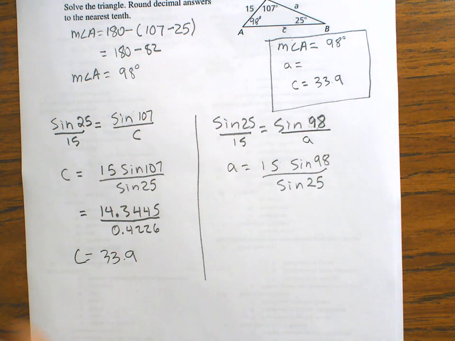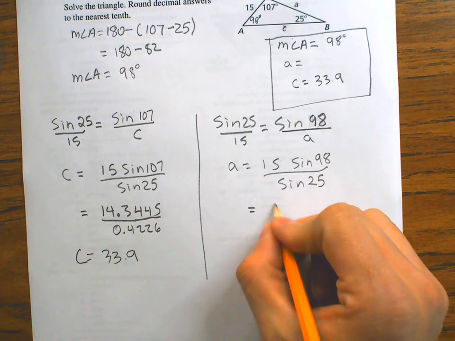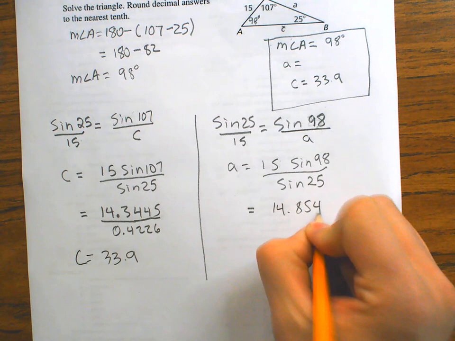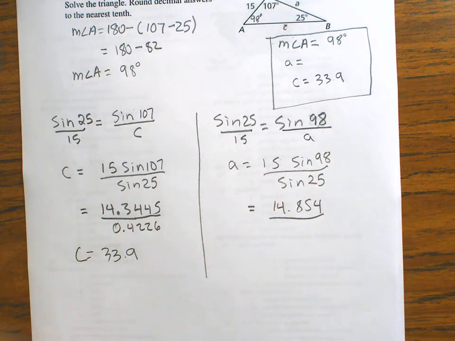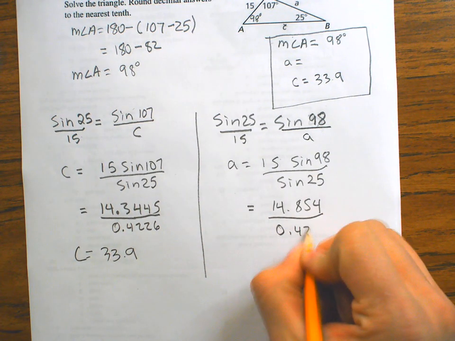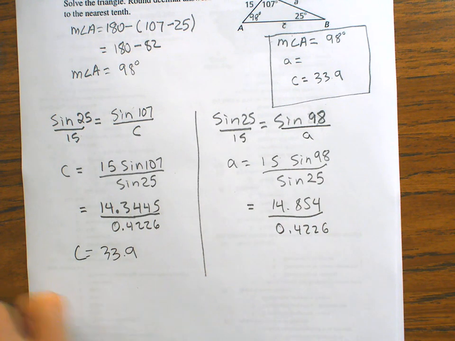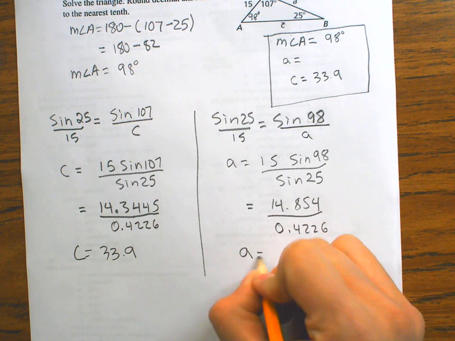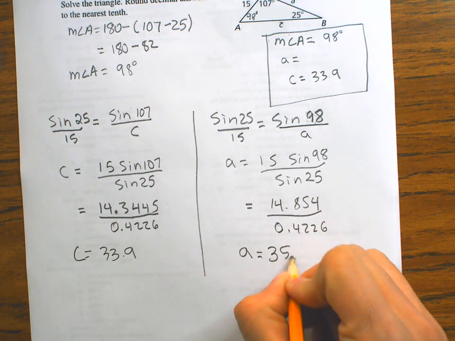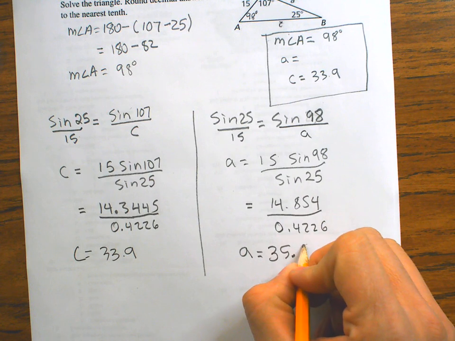And now for A, sine of 98 times 15, that's about 14.854. So the sine of 25 is 0.4226. So 14.854 divided by that. There's a lot of calculations, let me tell you. I get approximately 35.1, to the nearest tenth.